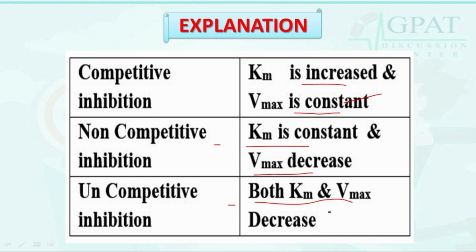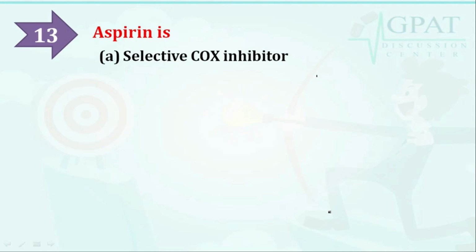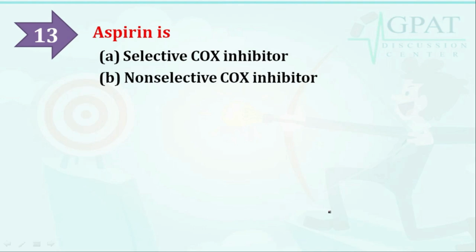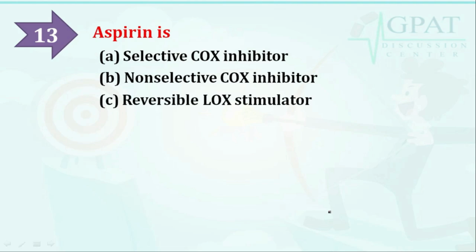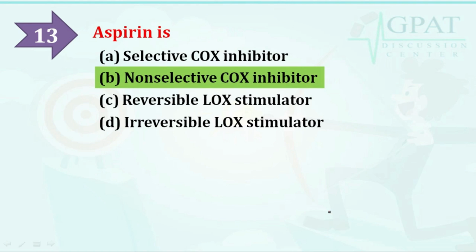So the next question is, aspirin is, option A is selective COX inhibitor, option B is non-selective COX inhibitor, option C is reversible LOX stimulator, option D is irreversible LOX stimulator. So the correct answer is non-selective COX inhibitor.